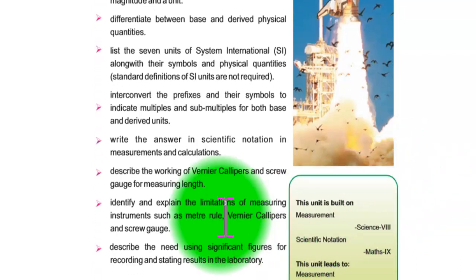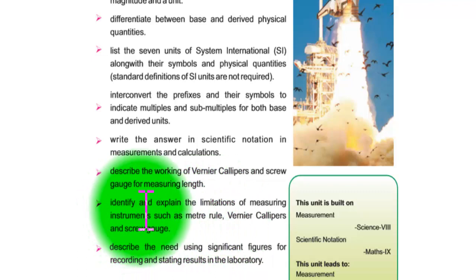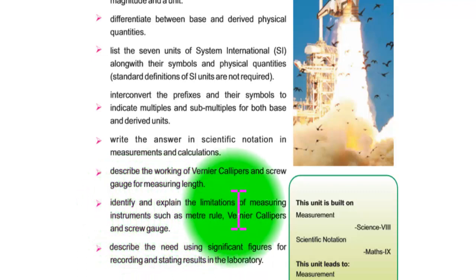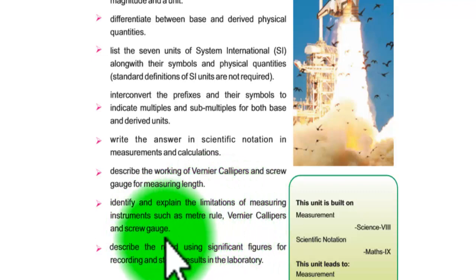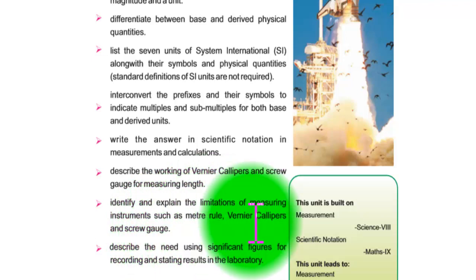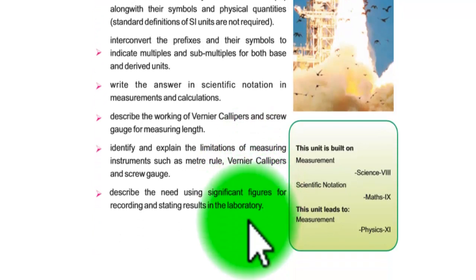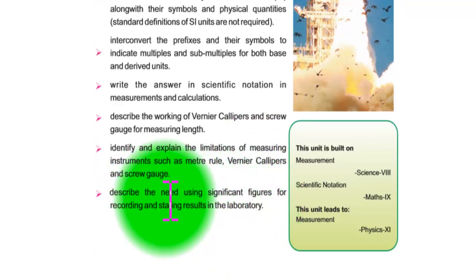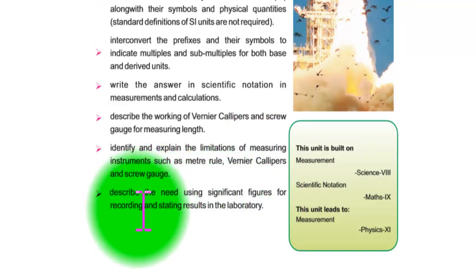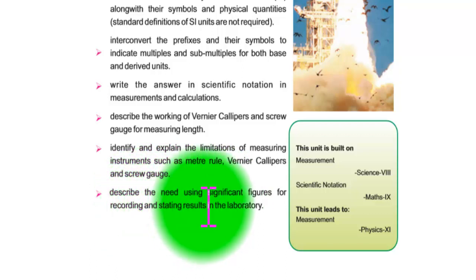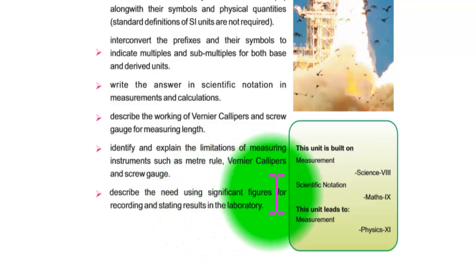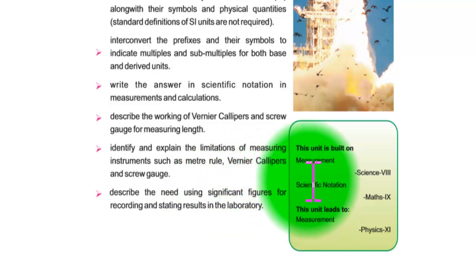Identify the explanation and limitations of measurement instruments such as meter rule, vernier caliper, and screw gauge. Describe the need for using significant figures in recording and stating a result of a laboratory measurement. So now the main topic of our video is about significant figures and how to learn about significant figures.